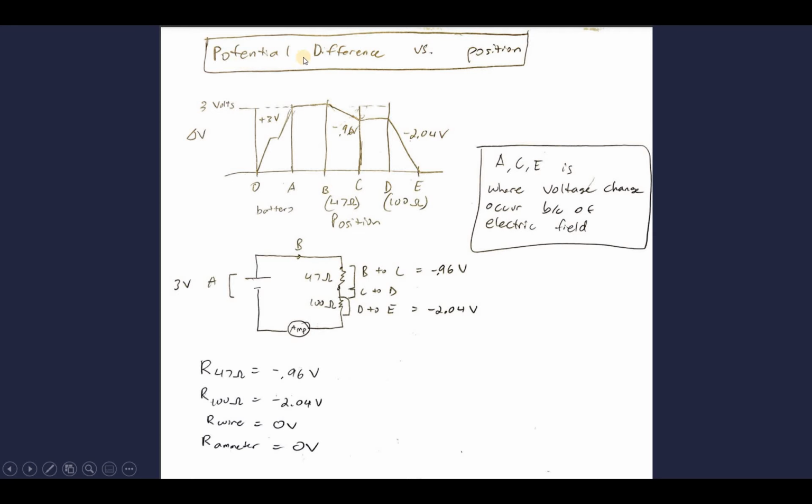And this is my graph of potential differences versus position. So A is where our battery is, 3 volts. So this is battery 1, then battery 2, total of 3. And then it goes to B, the wire, which has 0 resistance, so it'll be constant, and then it goes down because of our first resistor by negative 0.96. Then another wire is constant again, and then another resistor which makes it negative 2.04 volts.